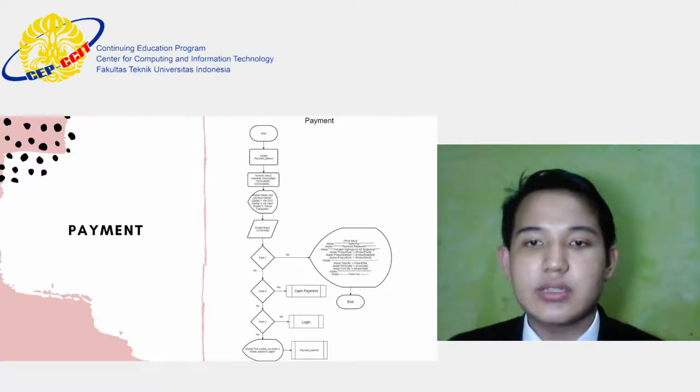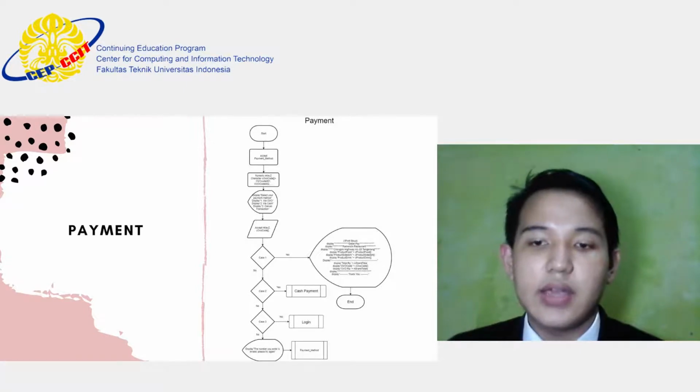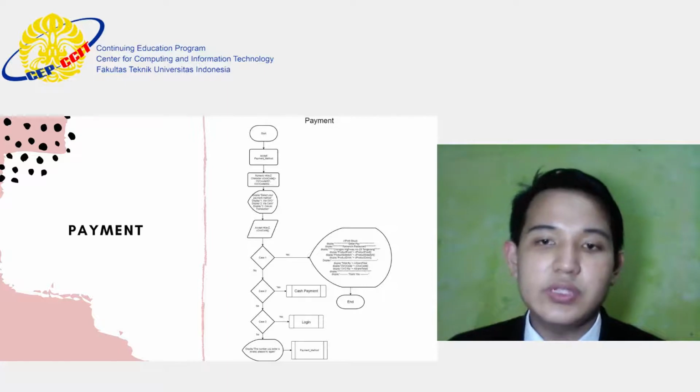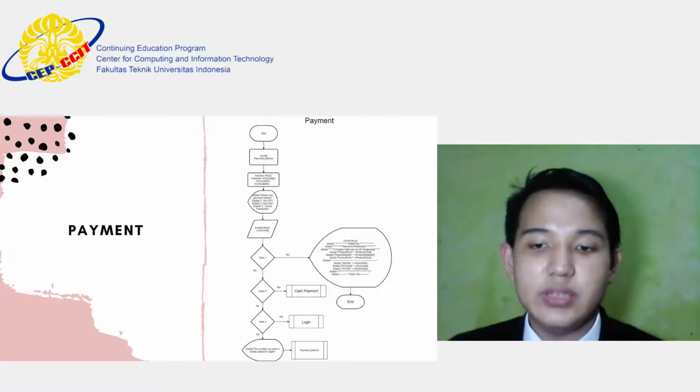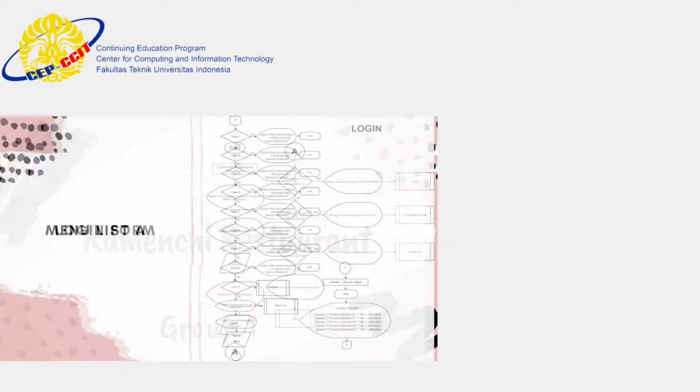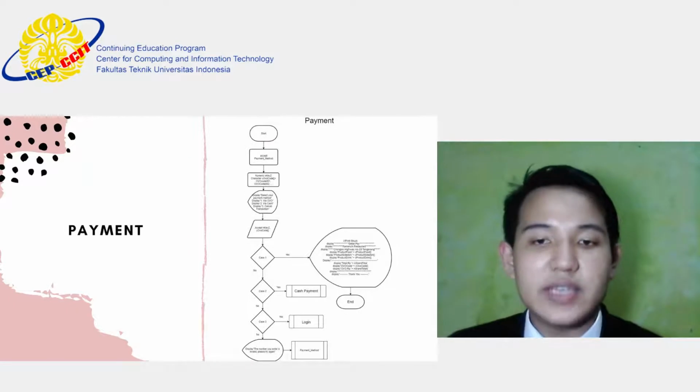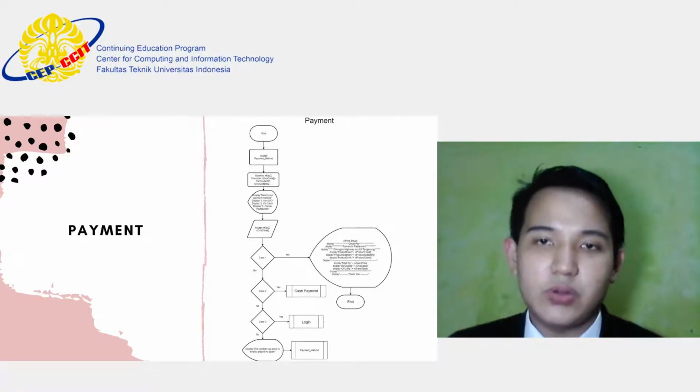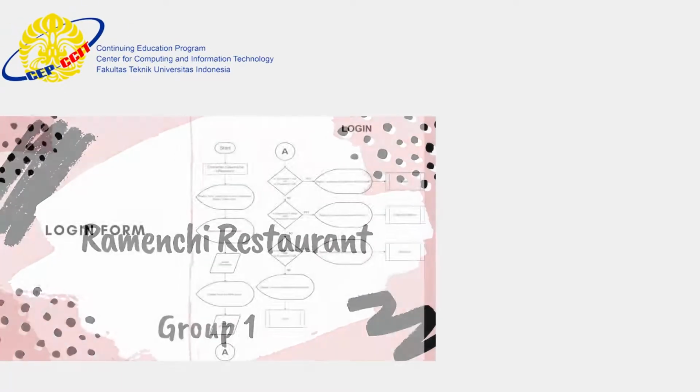And if case 2, or via cash, it will continue to the cash payment procedure. If case 3, or cancel transaction, it will go back to the login procedure. And if you do not choose 1, 2, or 3, it will display: the number you enter is invalid, please try again, and it will come back to the payment procedure, or accept payment method.